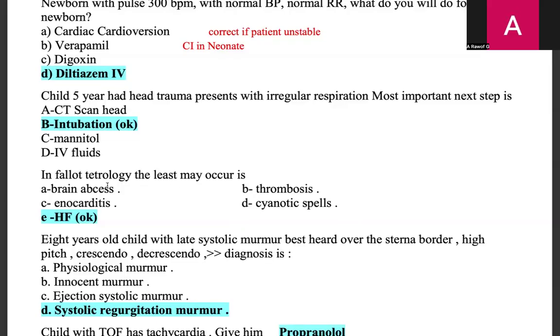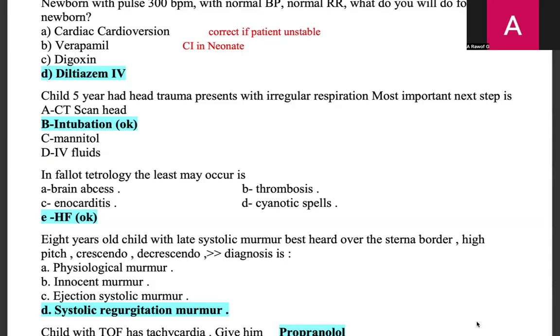In Fallot's tetralogy, the least likely complication is heart failure. Brain abscess is common, endocarditis is common, thrombosis is common, but cyanotic HF is not. HF means heart failure.